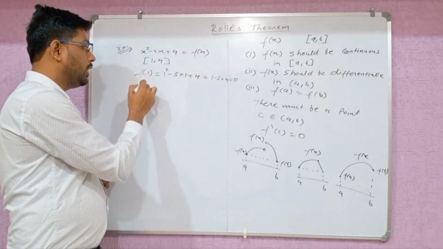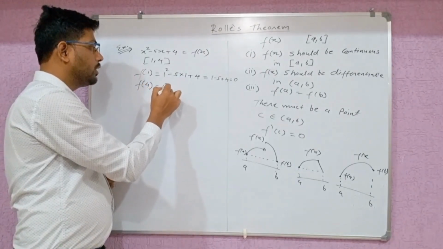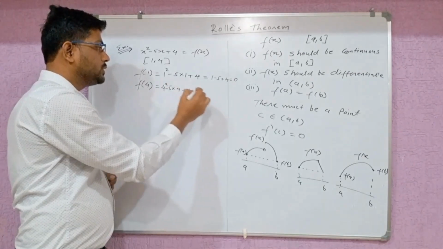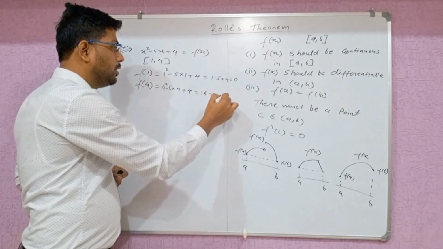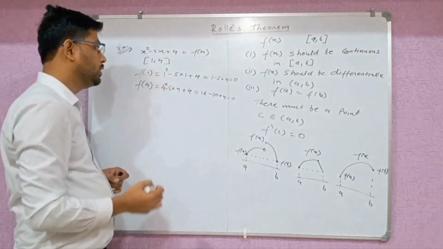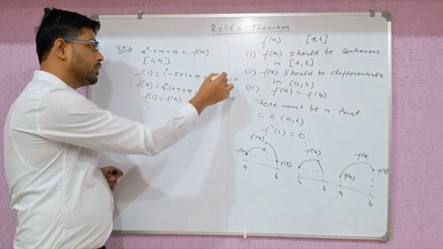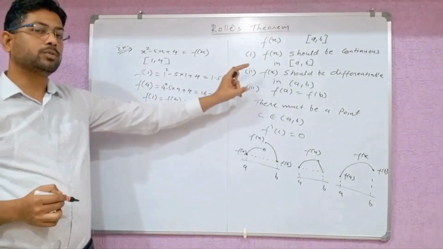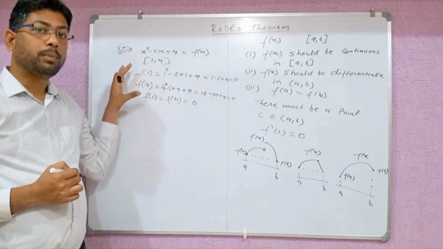Now f(4) we'll calculate. So f(4) will be 4 square minus 5 into 4 plus 4. So this will be 16 minus 20 plus 4. So this will be 16 plus 4, 20, minus 20. This will again be 0. So f(1) is equal to f(4), because both of these are 0. Both of these are equal, that is equal to 0. So this third condition is satisfied here. So all these three conditions are satisfied. So we can apply Rolle's theorem here.